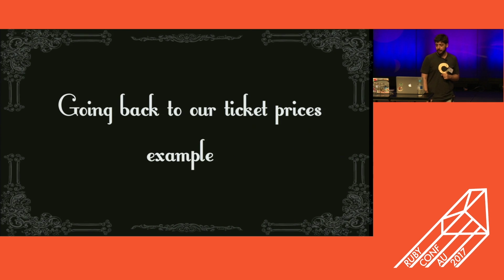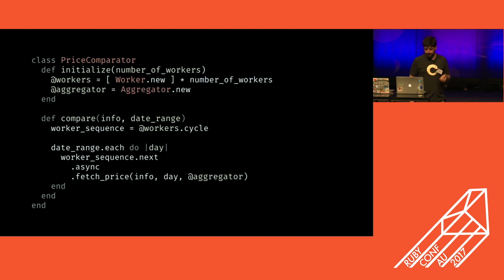Going back to our ticket prices, but now with Celluloid. So here's a slide implementation of that idea of comparing prices. You have this price comparator thing, which is not an actor. It's a representation of a system. It initializes a bunch of workers, and it also initializes an aggregator to receive the results of the operations made by those workers. Then it tries to treat those workers as a sort of working pool, so it creates a collection of those workers. For each day in that date range, it asks one of the workers to fetch the price. The aggregator is there to represent the idea of "please return whatever you found to this address." There are better ways of doing that.